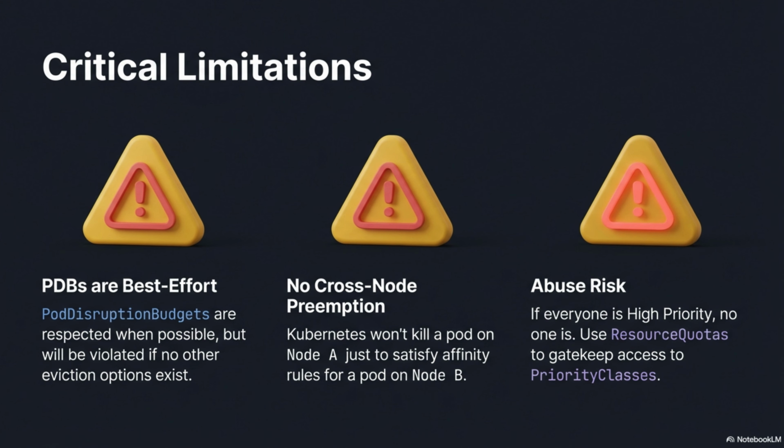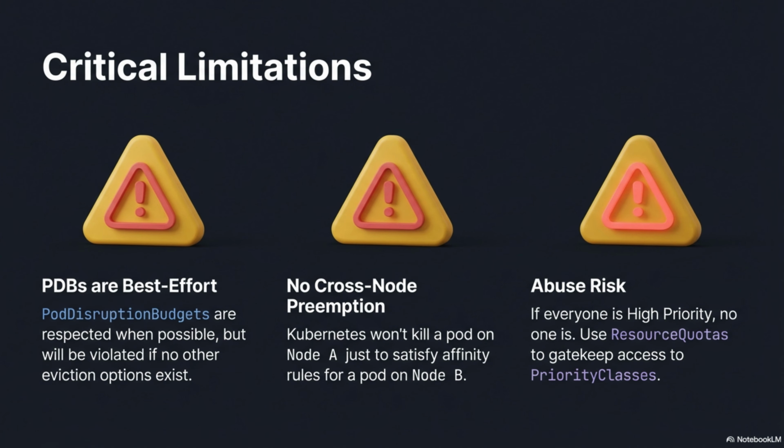And before you go all in with this, you have to be aware of these critical limitations. First, pod disruption budgets, they're best effort, not a guarantee. If the scheduler has no other choice, it will violate a PDB to place a critical pod. Second, preemption is a single node deal. It's not going to evict a pod on node B to satisfy some anti-affinity rule for a pod on node A. And finally, and this is a big one, if everyone has high priority, no one does. You have to control who can use it, maybe with something like resource quotas.